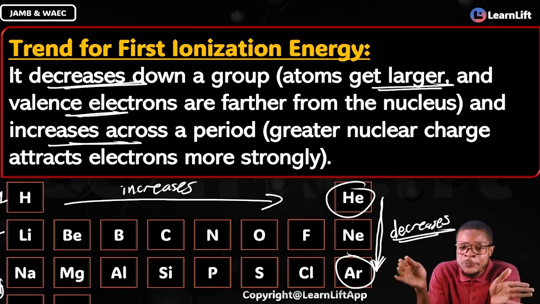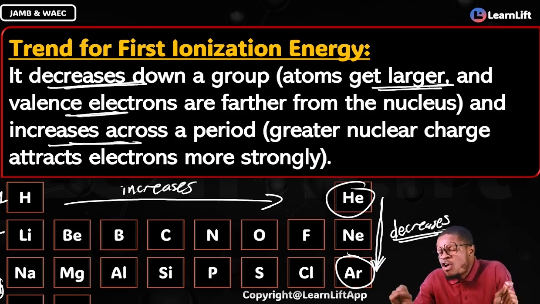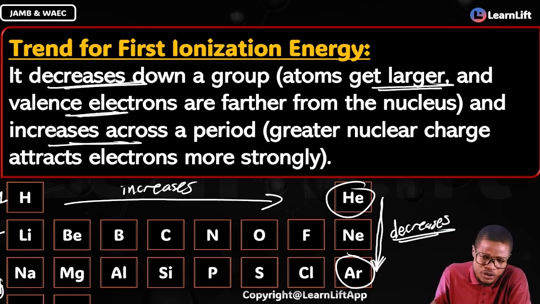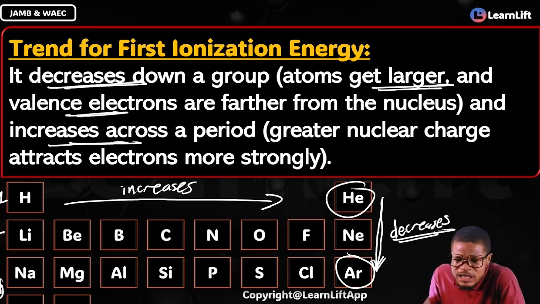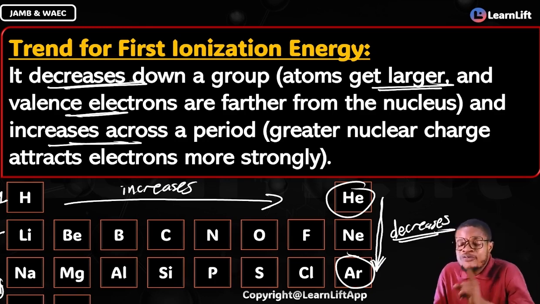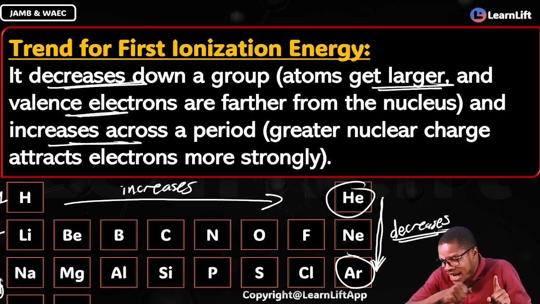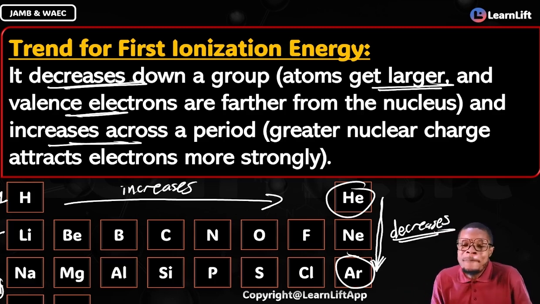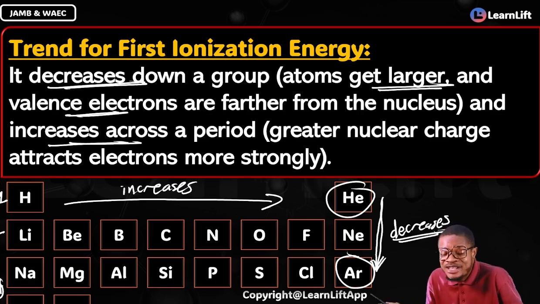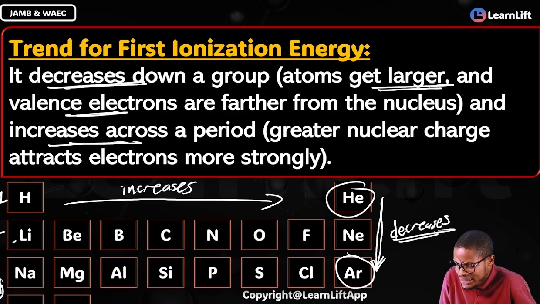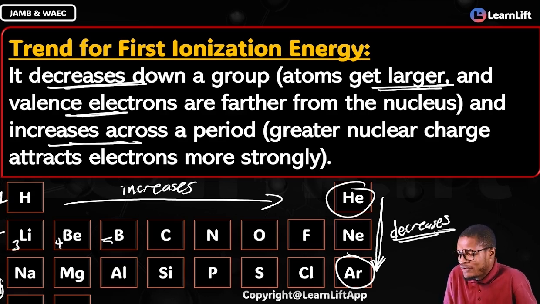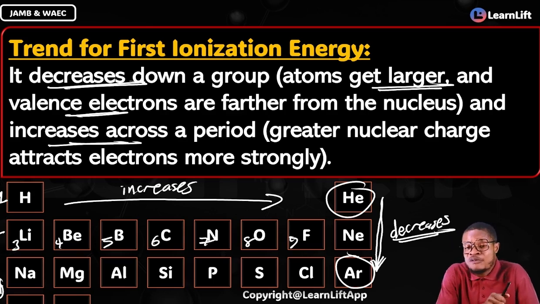Don't forget that. Now, what about across the periods? What will happen there? Across the period, first ionization energy increases. Now, you know, as you are going across the period, what happens? The number of your protons increases. As the number of protons increases across the period, for example, this one has 3 protons, this one has 4, this one has 5, this one has 6, this one has 7, this one has 8, this one has 9. The number of protons is increasing.